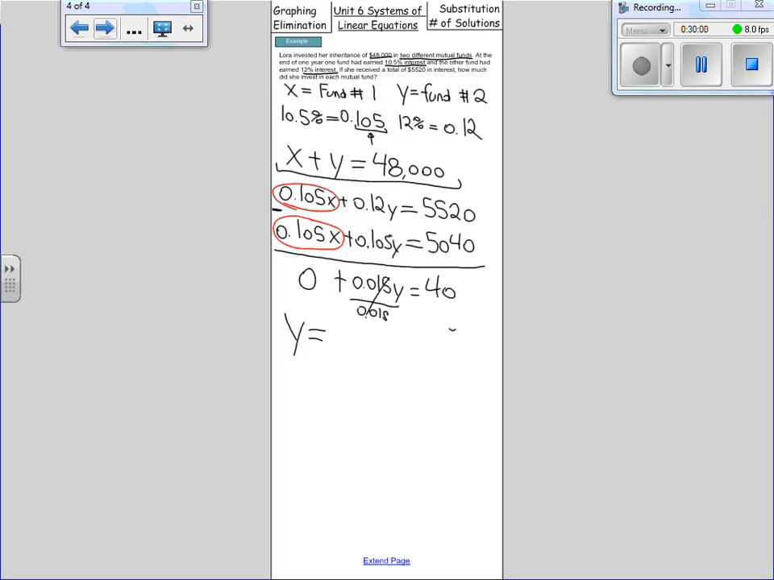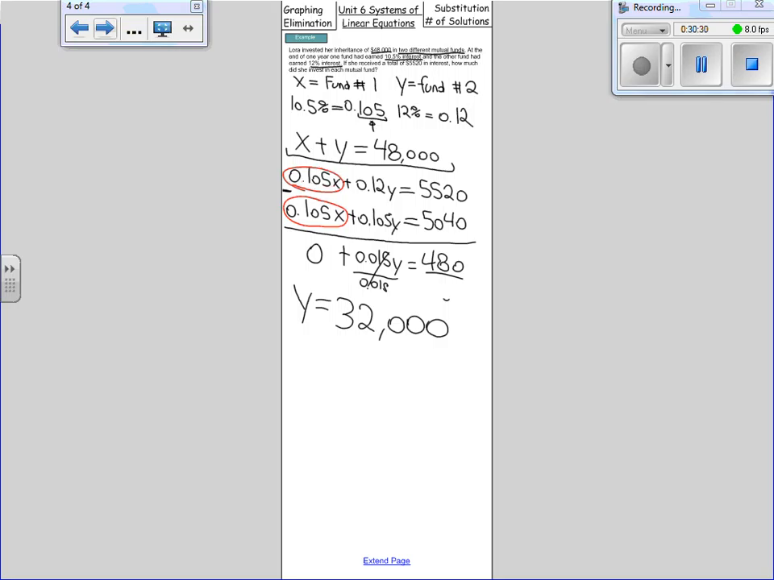So what's the answer? Just wait 2 seconds. What's the answer? 32? She put 32 grand into fund Y. How much did she put into fund X? X plus 32,000 is equal to 48,000. Which means X is equal to 16,000. I can hear you all whispering it.